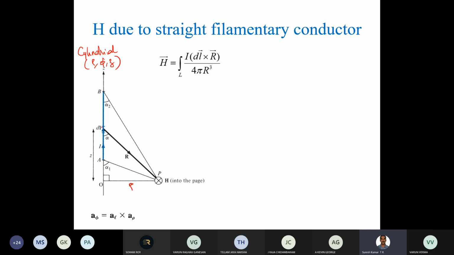As usual, we will not consider the entire length. We will take a small elemental length dl and calculate the magnetic field at the observation point due to it. Then finally, we will integrate from A to B. So initially consider the elemental length, find the magnetic field it produces, and then sum up, or continuously add, from A to B. That's the approach.